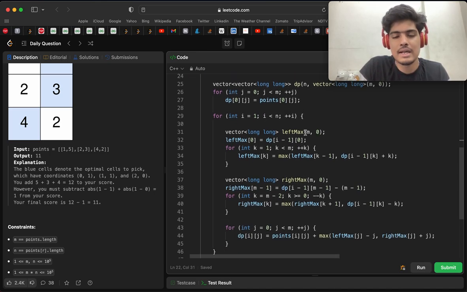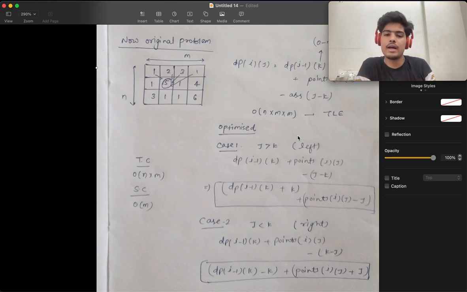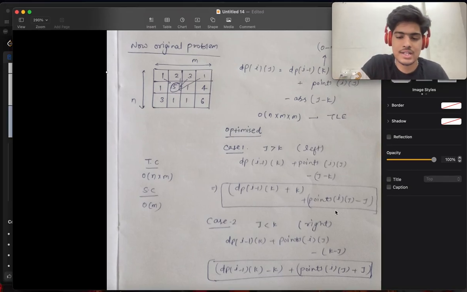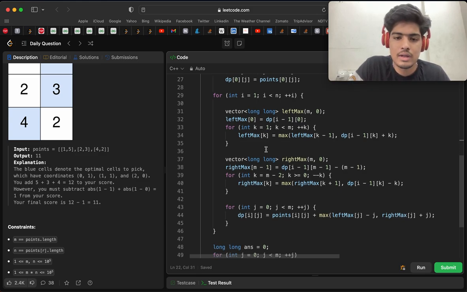Now here we have two cases. Firstly, we go from j greater than k. It means we are going from 0 to left, like we are going in the left direction, or in the second case we are going in the right direction. So firstly we are going in the left direction. For that I am creating a left max and initializing it with 0. Now left max of 0 equals dp of i minus 1 comma 0, and now k is going from 1 to m.